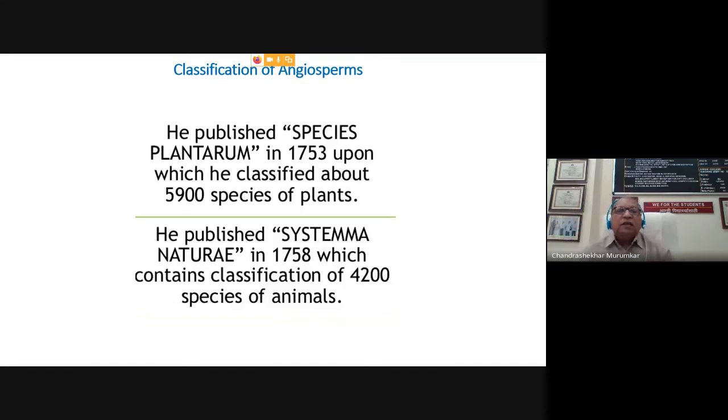Now he also published the Systema Naturae in 1758, almost 5 years after that, in which he classified almost more than 4,200 species of animals. So this was the kingdom Animalia, and Species Plantarum was the kingdom Plantae.